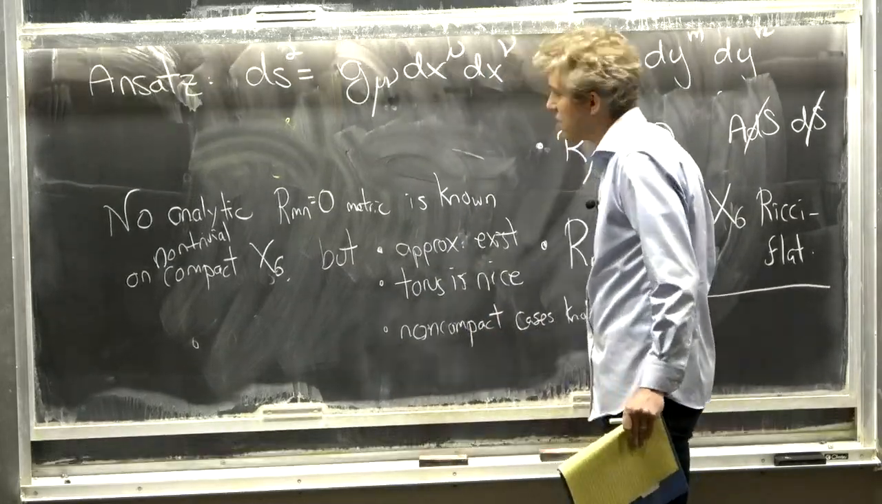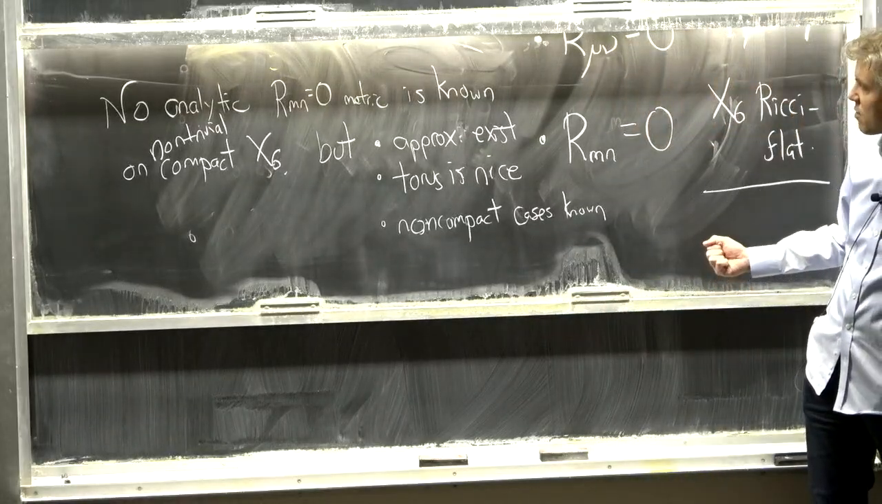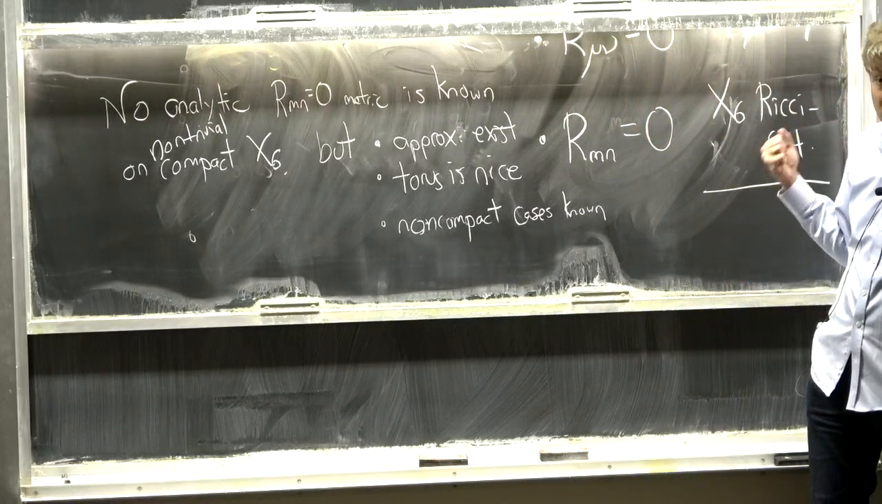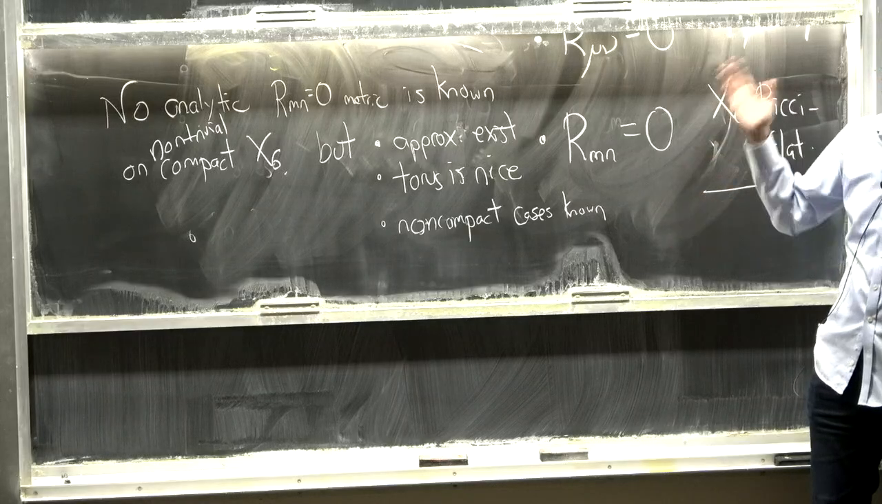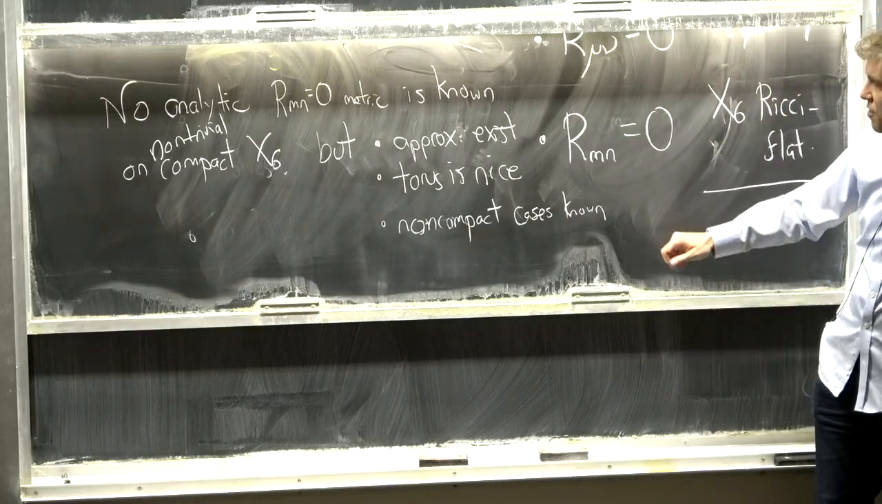So that's just to say there do exist non-compact 6 manifolds with explicit and non-trivial Ricci flat metrics. For example, the conifold or the deformed conifold. These are things where you can just write down the metric, and the metric has vanishing Ricci, and the spaces are not trivial.